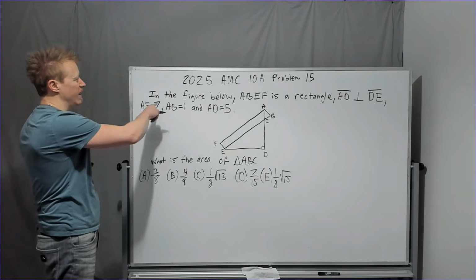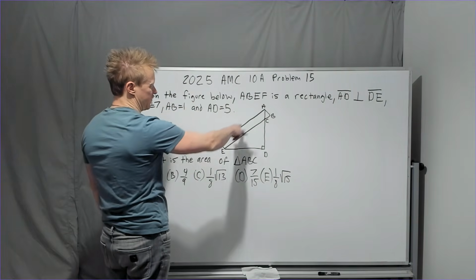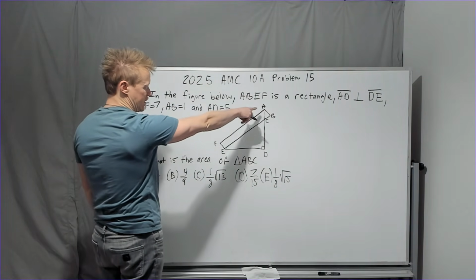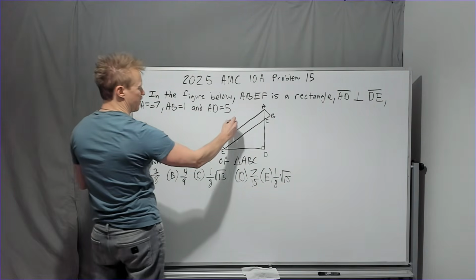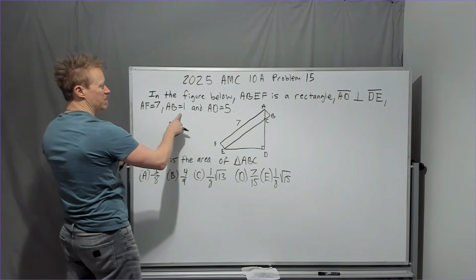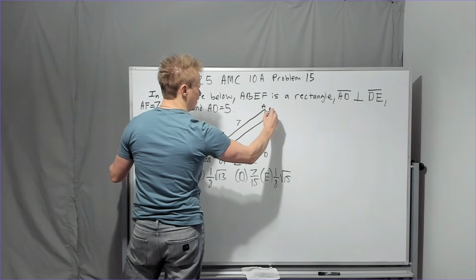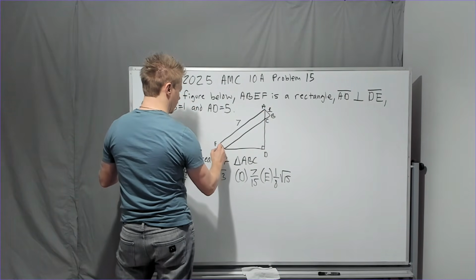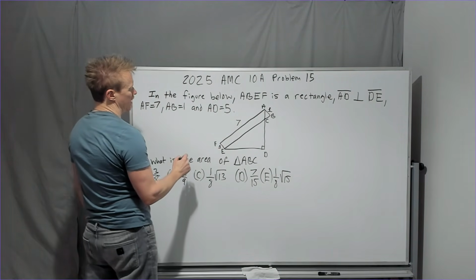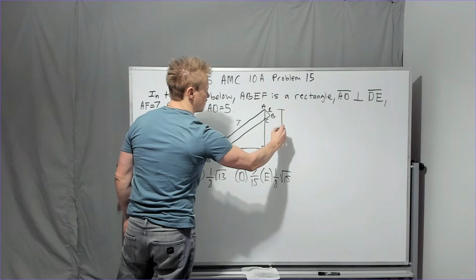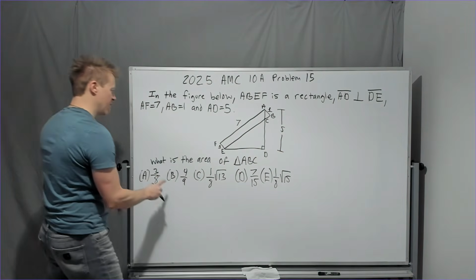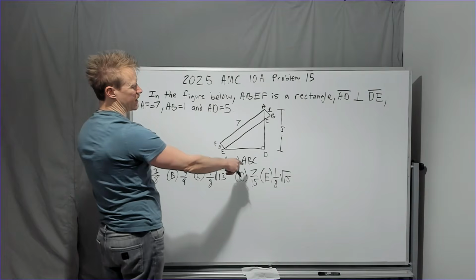Let's just get started. In the figure below, ABEF is a rectangle. AD is perpendicular to DE, as noted. AF is 7. AB is 1, which means that over here is 1 also, just in case. And AD, this whole side, is 5. What is the area of triangle ABC?